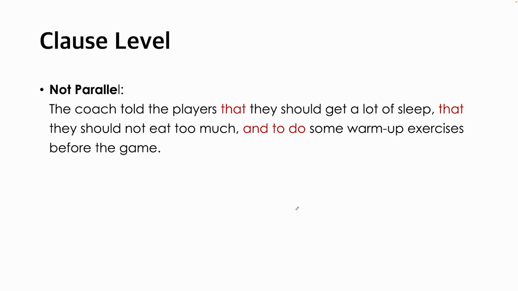Okay? And how about the clause level? When you conjoin 2 different sentences, you have to think about what structure you want to use. For example, here, the coach told the players 3 things. First, that they should get a lot of sleep. And second, that they should not eat too much.